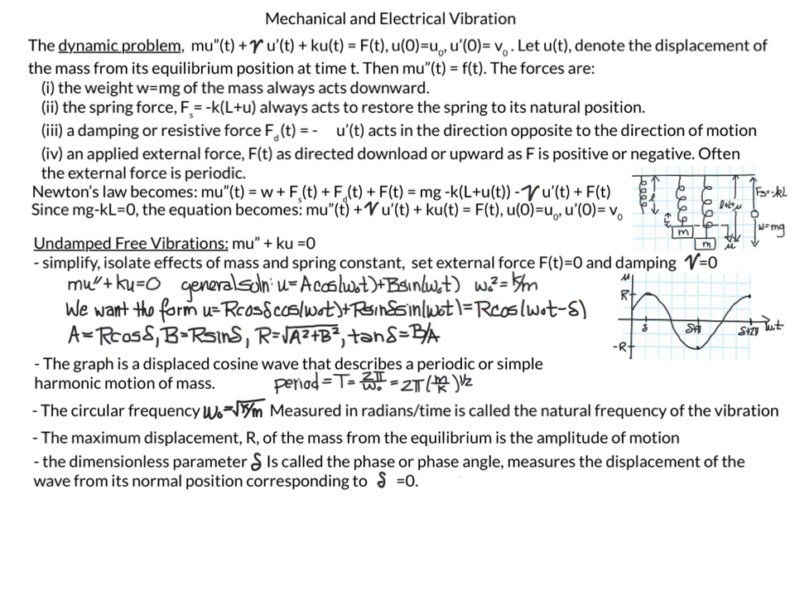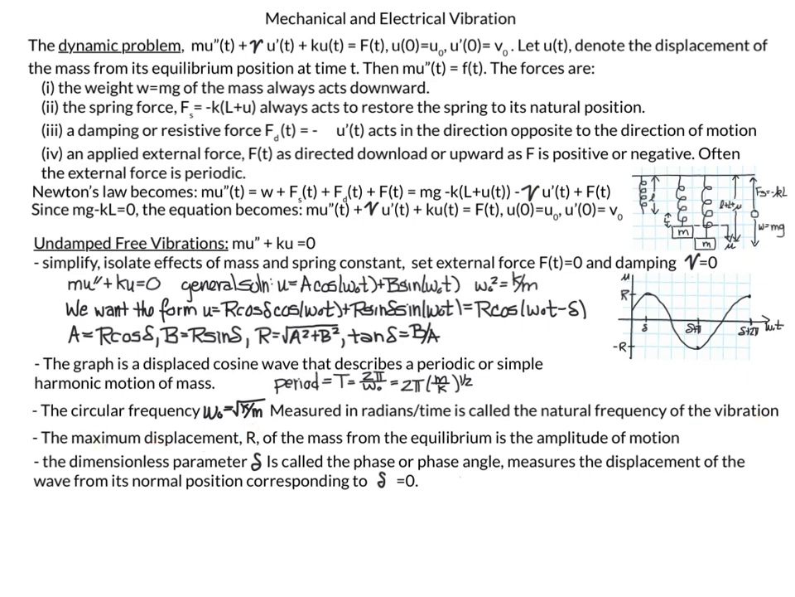Looking at this equation, we see the graph is a displaced cosine wave that describes a periodic or simple harmonic motion of the mass. And here we have our equation for the period, which is equal to 2 pi over omega naught, which is equal to 2 pi times m over k to the 1/2. The circular frequency, omega naught, which is equal to square root of k over m, is measured in radians per time, and is called the natural frequency of the vibration.